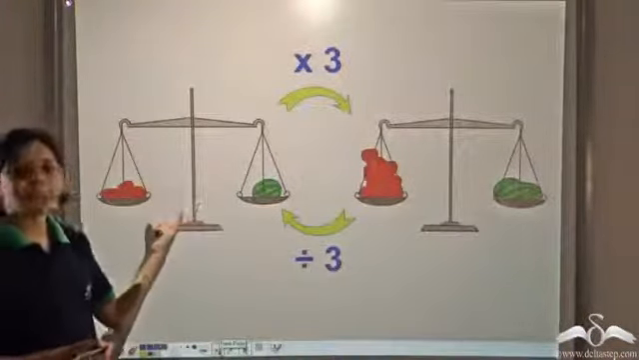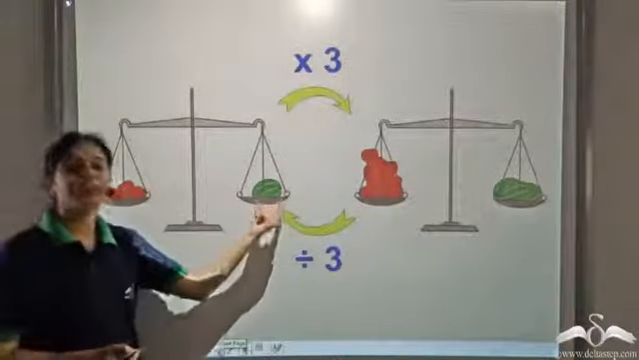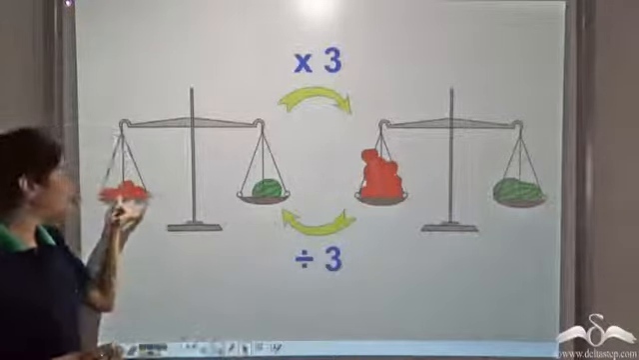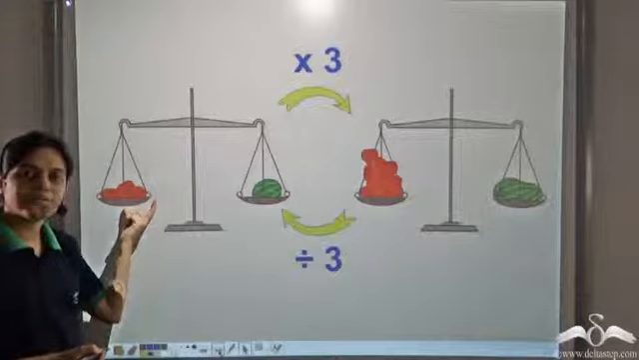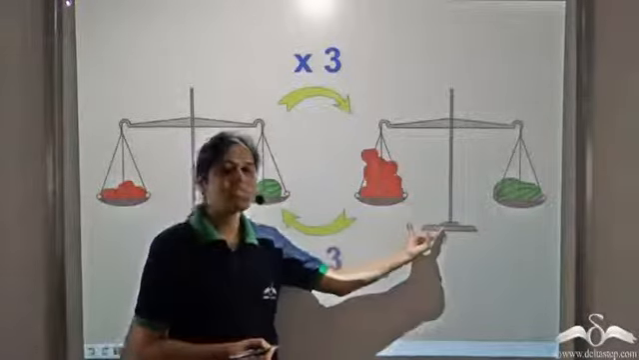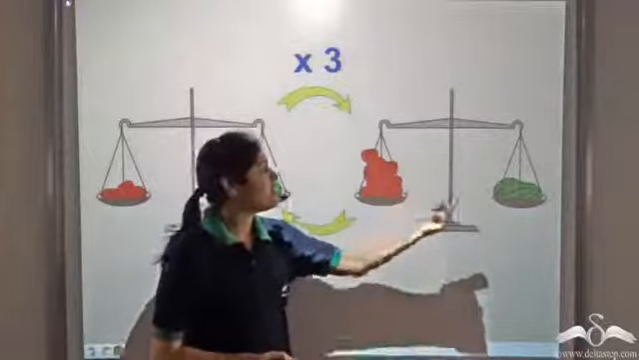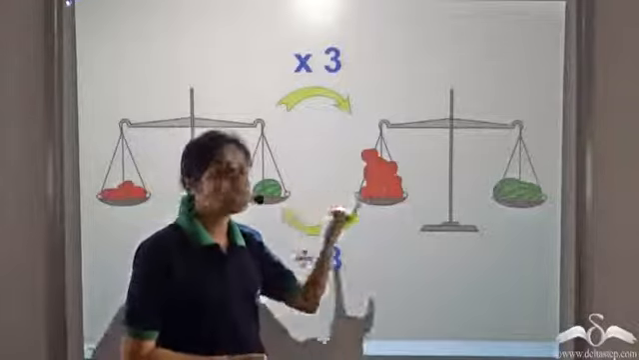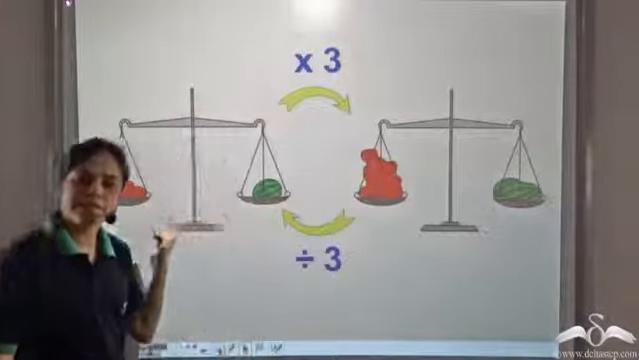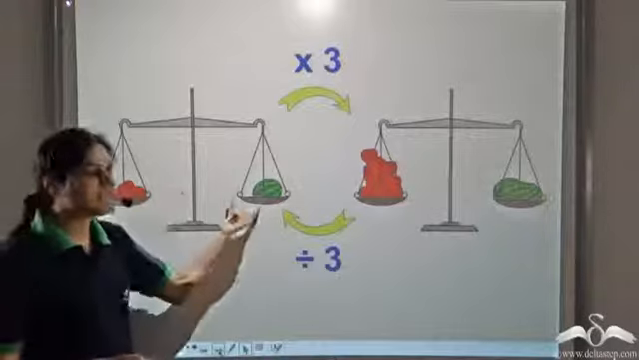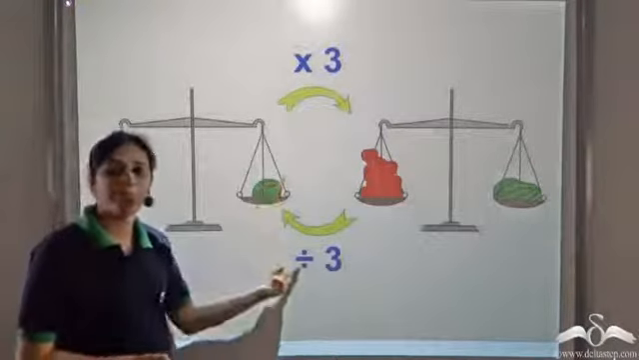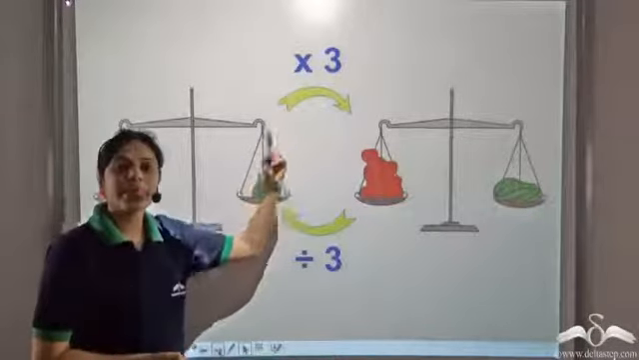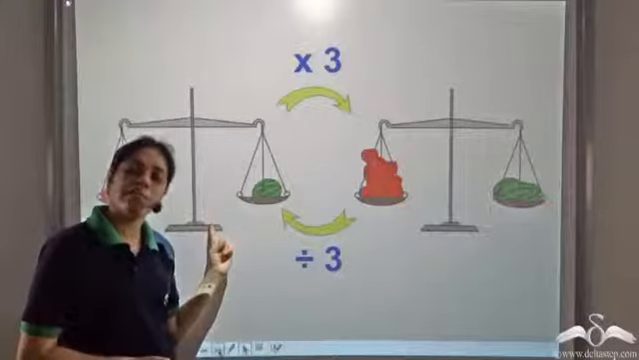So, if the scale is balanced and if we multiply the number of watermelons by 3, in order to keep the scale balanced, we have to multiply the number of apples by 3. Also, if we have a scenario like this and we divide the number of watermelons by 3, in order to keep the scale balanced, we need to divide the number of apples by 3. So if we divide both sides by the same number, the scale remains balanced. Also, if we multiply both sides by the same number, the scale remains balanced.